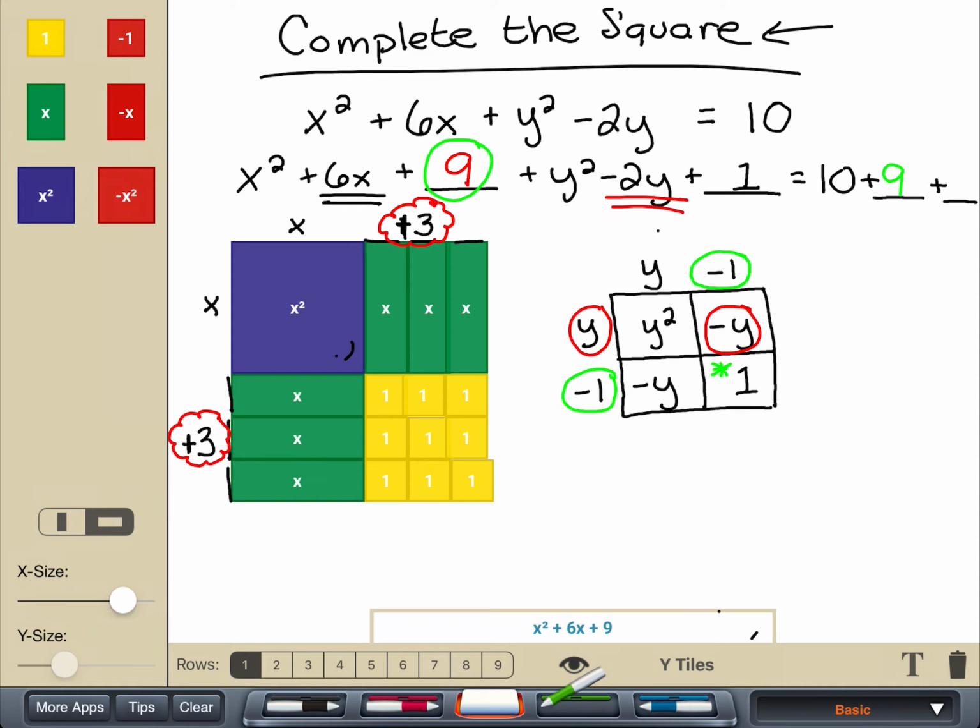And whatever you do to one side, you have to do to the other side. We also added a 1 here. Whatever you do to one side, you have to do to the other side. So now we can simplify it.